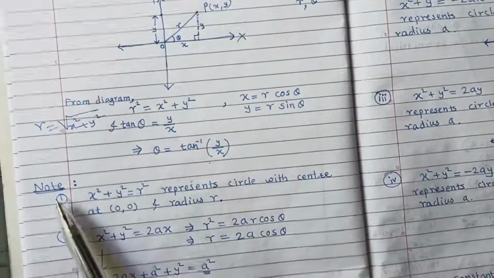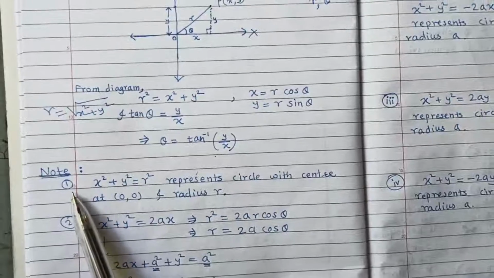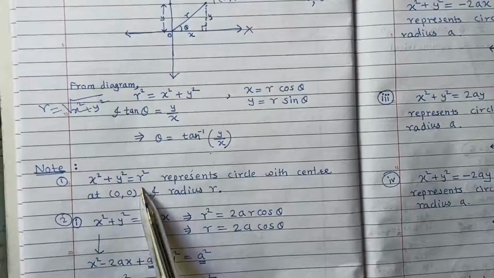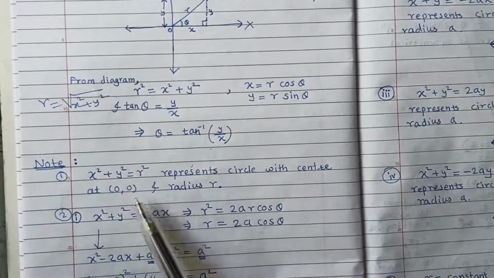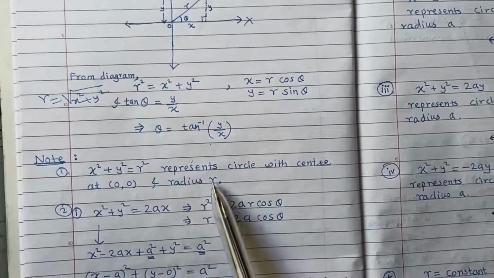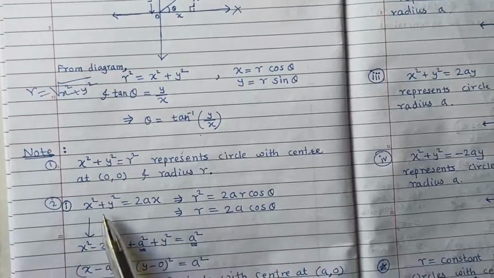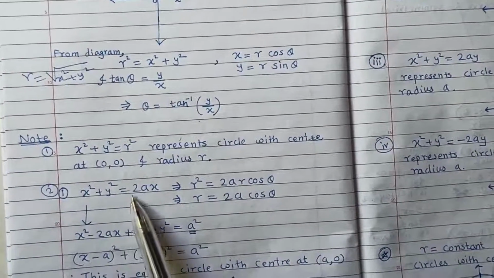Now let's see some notes. First point, x square plus y square equal to r square. Now you know that this represents a circle with center at (0, 0) and radius r. This is, you can say, the standard circle. Next, x square plus y square equal to 2ax.